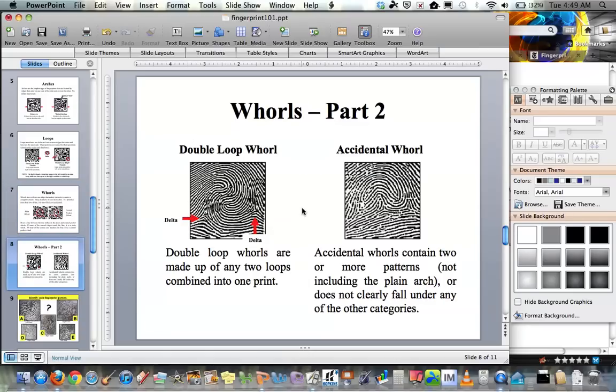2 other types of whorls. A double loop whorl that'll be very easy to distinguish. It looks like a swirling set of loops, one over the other. And then an accidental whorl. An accidental whorl kind of looks like 2 loops got trapped inside of each other and there's no opening edge.